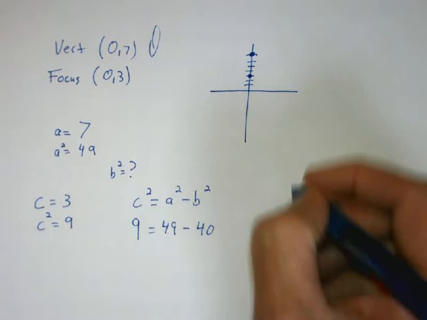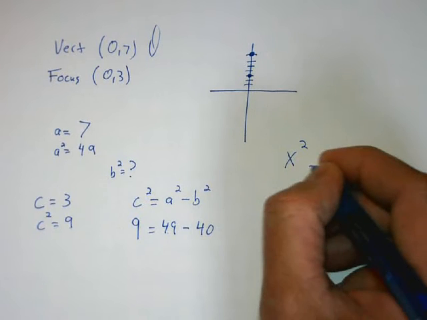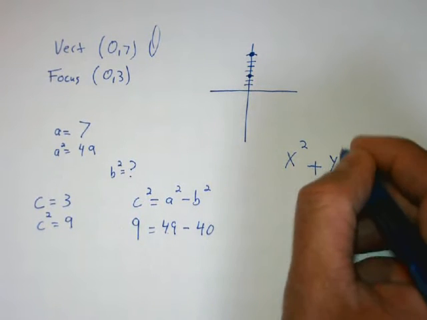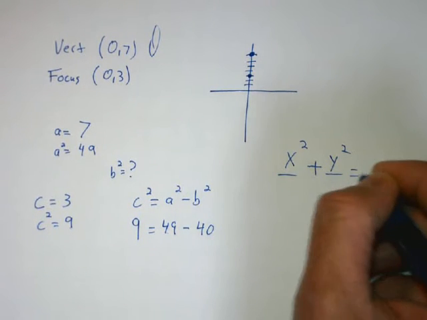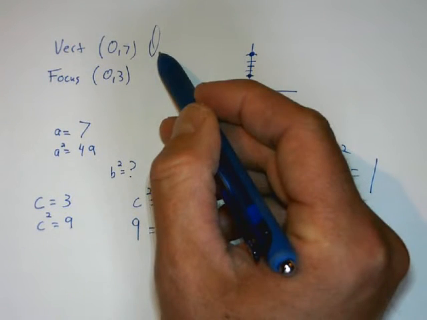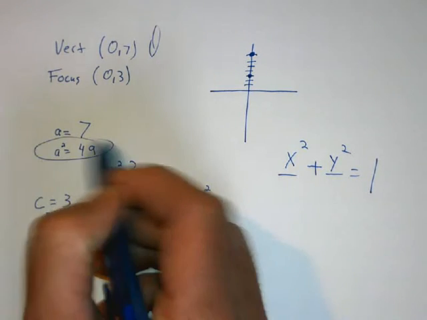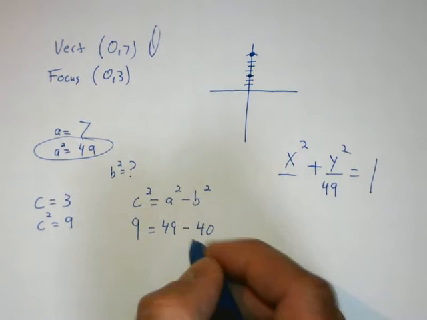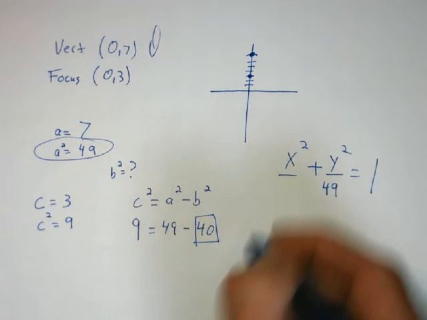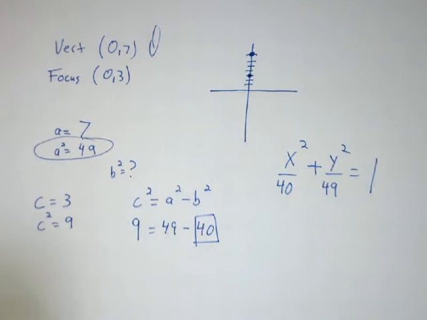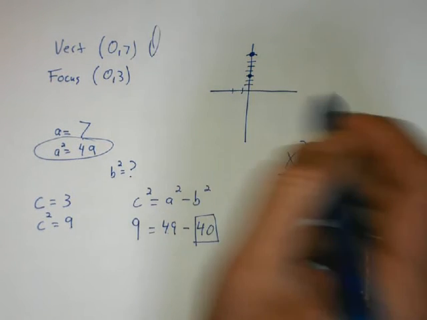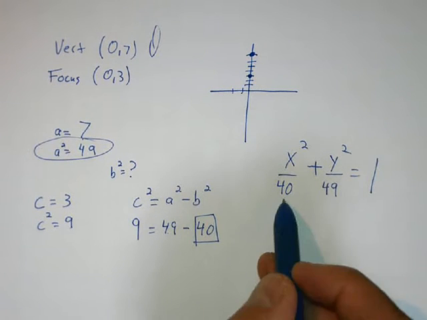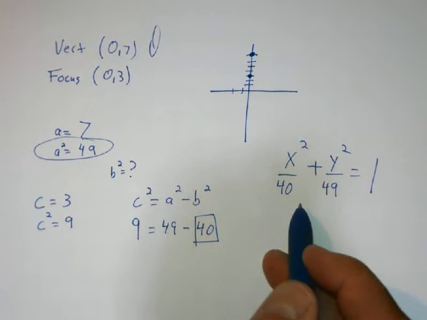So we have x squared over something plus y squared over something equals 1. It's stretched vertically, which means the a squared value has to go underneath the y value. And we figured out our b squared value is 40. We don't have to find what the b value is. We don't need to worry about it. I'm not asking you guys to graph it or anything. All we need to know is that b squared is exactly 40.